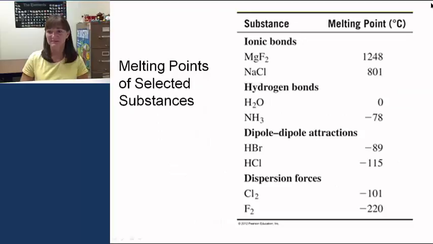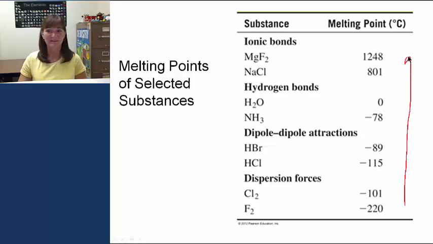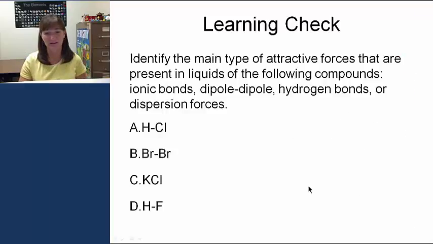Here are some melting points of some substances to look at. Magnesium fluoride and sodium chloride are both ionic because I have a metal to a nonmetal, and notice their melting points are really high. Then I'm showing you some hydrogen bonding here, because I see a hydrogen bonded to an oxygen and a hydrogen bonded to a nitrogen. Both of those are lower than ionic, but you can see that they're higher than your dipole, which is higher than your dispersion. So basically I want you to see that the melting points are increasing as you go from dispersion to dipole-dipole to hydrogen bonding to ionic.